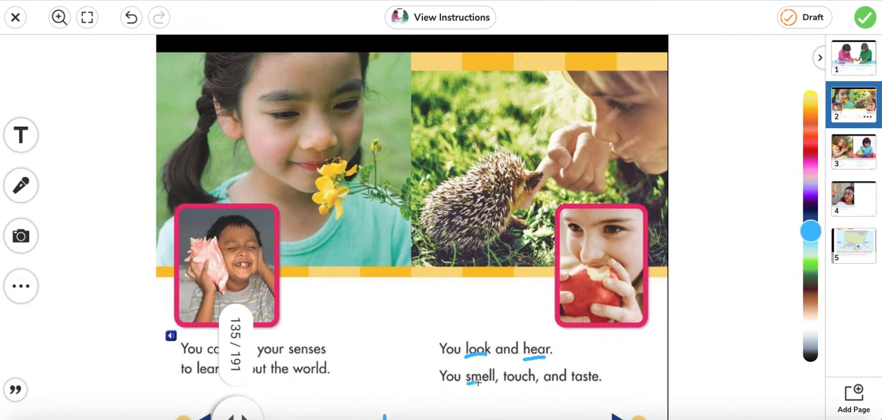You can smell. The girl is using her nose to smell the yellow flowers. Touch. The child here is using their finger to touch the porcupine. Next we have taste, and we use our mouth and tongue to taste food.